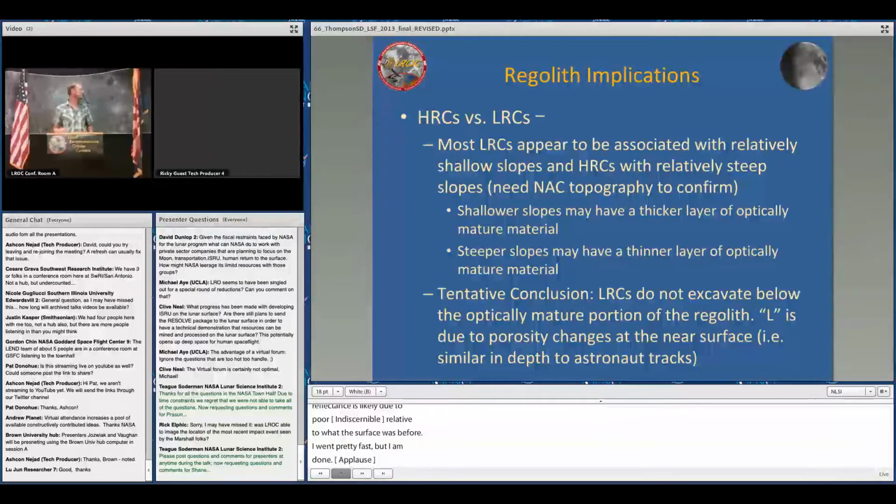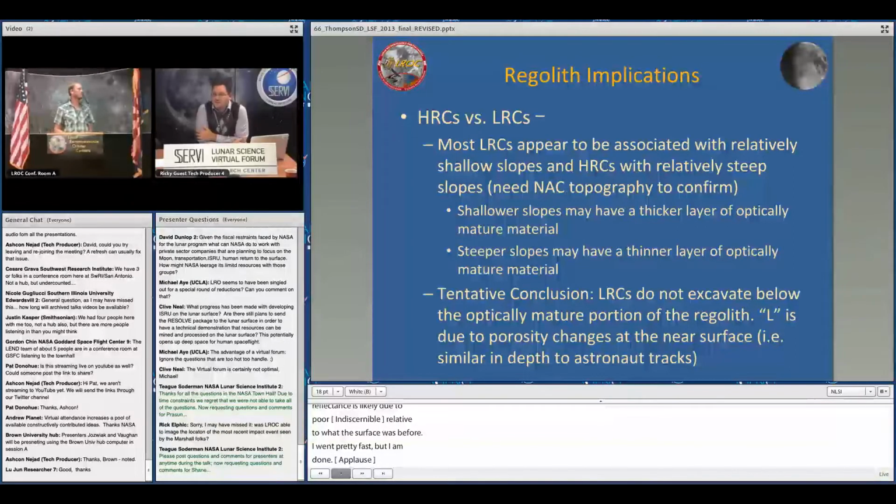So actually, this is a fantastic study, and really is going to constrain the Earth-Moon impact rates over the last couple of years. There's one question from Rick Elphick, who says, "Sorry, I may have missed it. Was LROC able to image the location of the most recent impact event seen by the Marshall folks?"